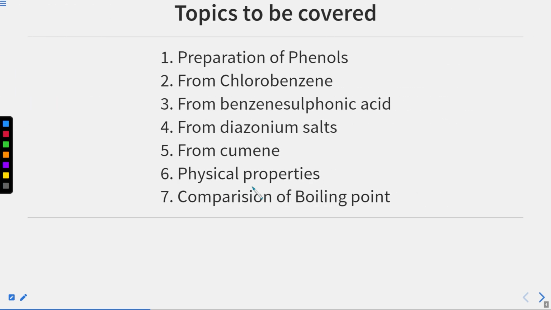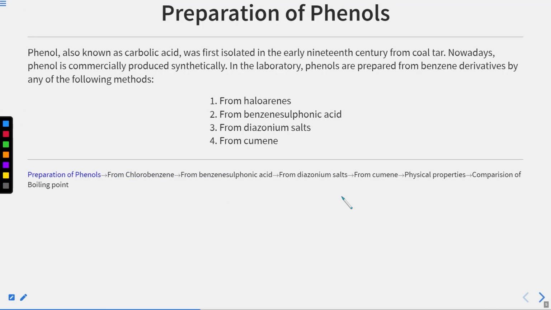If I look at the topics that are to be covered, they are mainly about the preparation of phenol from chlorobenzene, from benzene sulfonic acid, from diazonium salt, and from cumene. Then we will compare the physical properties of alcohol, phenol, and ether at once, and then we will take an illustration of boiling point.